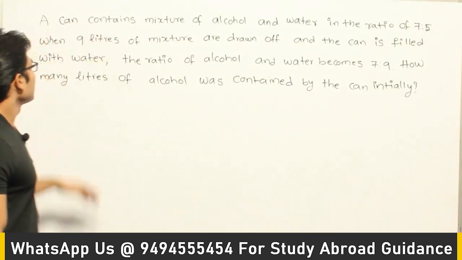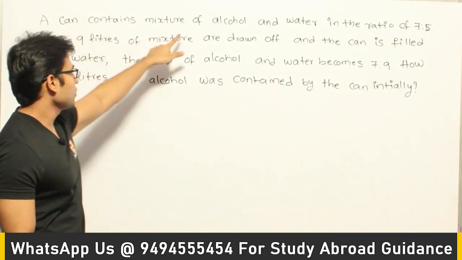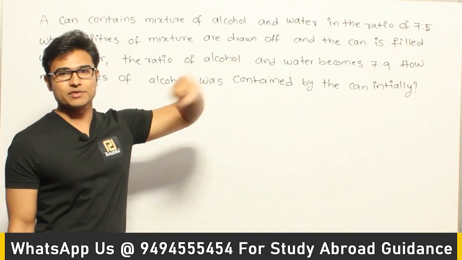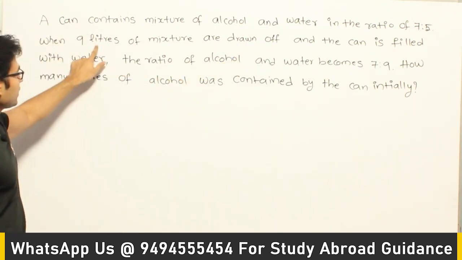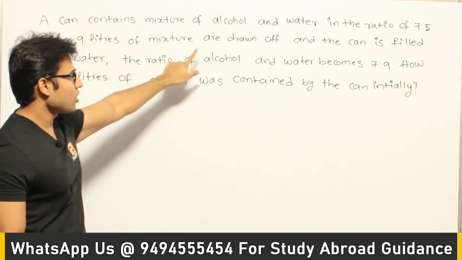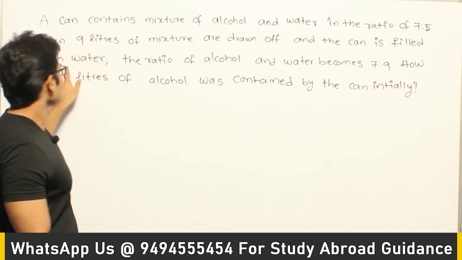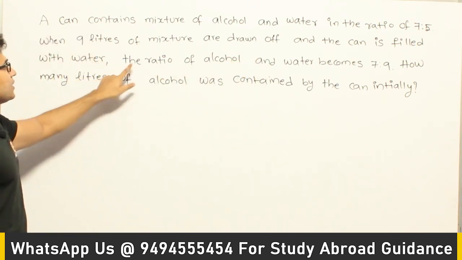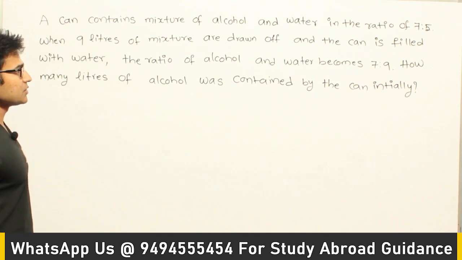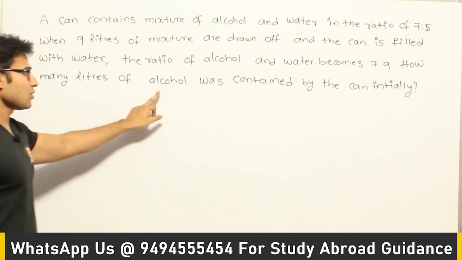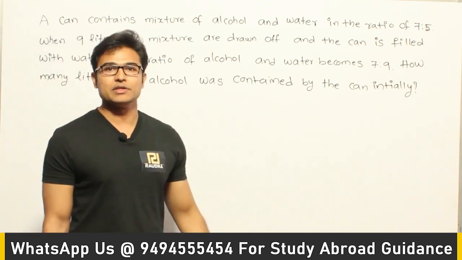Now let's see this question. A can contains a mixture of alcohol and water in the ratio of 7:5. When 9 liters of mixture are drawn off and the can is filled with water, the ratio of alcohol and water becomes 7:9. How many liters of alcohol was contained by the can initially?